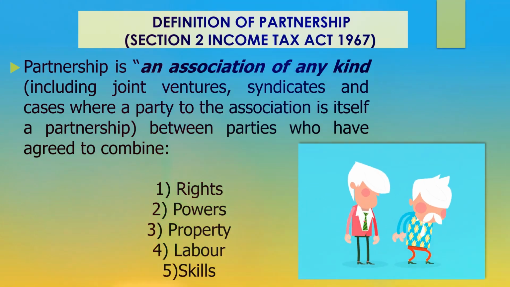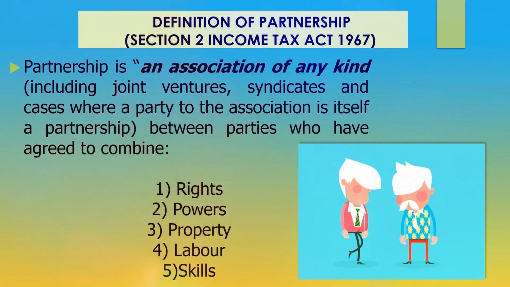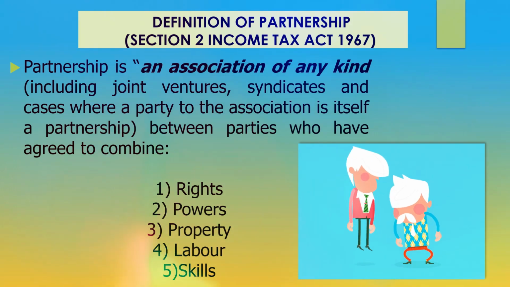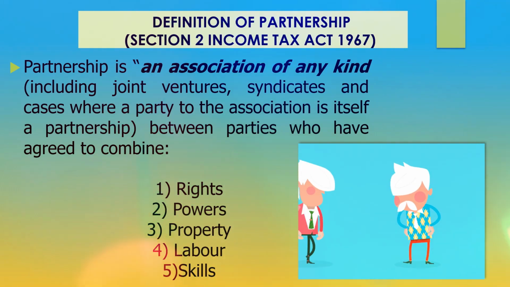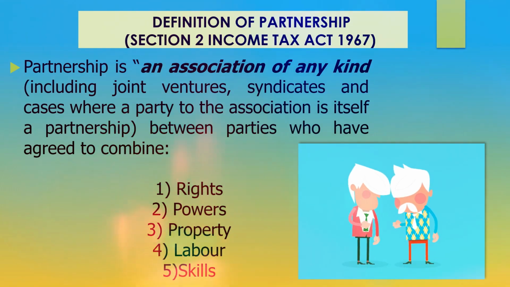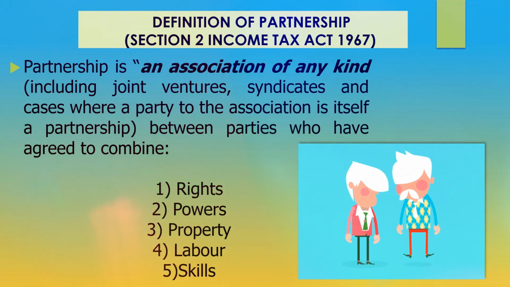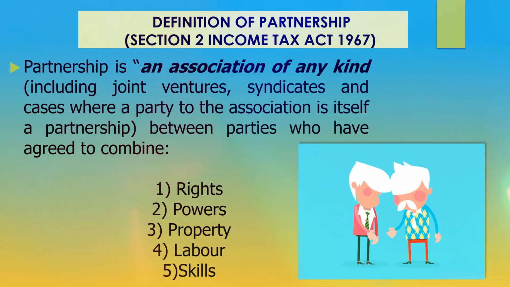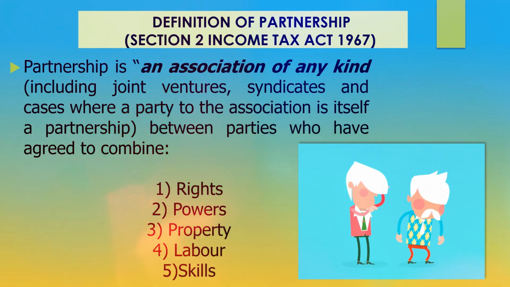So let's have a look at the animation beside that. There are 2 persons who shake hands, doing a fist bump, jumping here, and they agreed on something. Maybe they were partners. Okay? So if both persons agreed to share their right, their power, their property, their labor, and their skills, there might be the existence of a partnership.